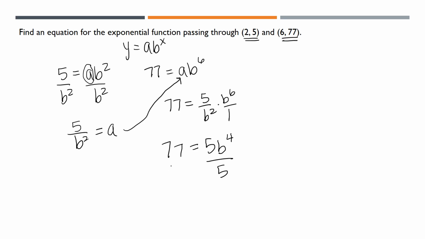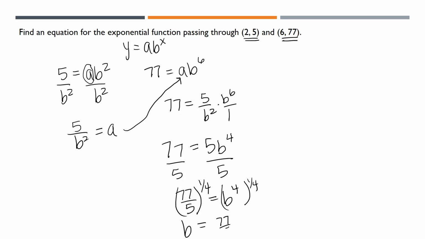Now I can finish solving this equation for b. Taking a fourth root, the 1/4 power, and choosing the positive solution, I've got b as (77/5) to the 1/4. Let's approximate that to two decimal places. It's 1.98, or 1 and 98 hundredths. I've got my value of b.